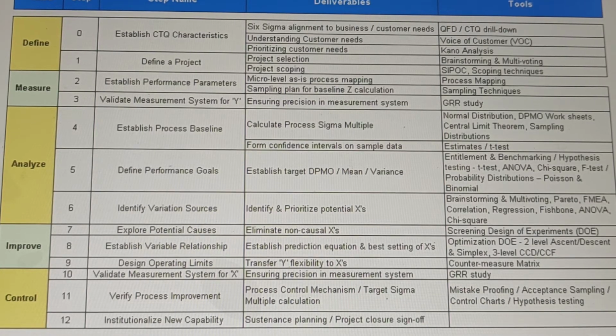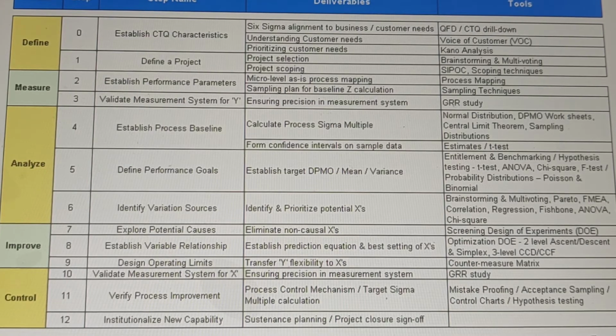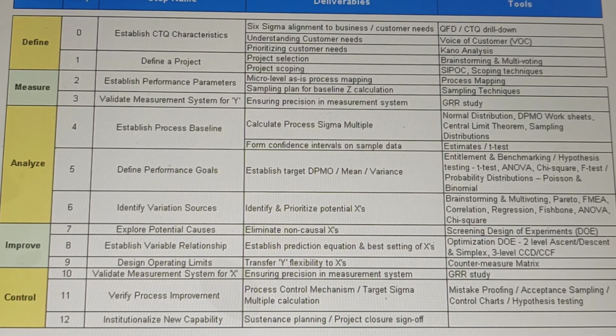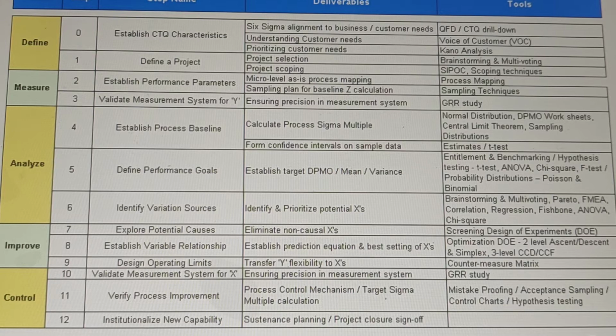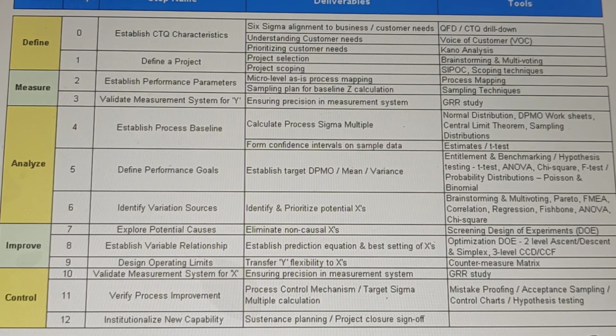Then there comes measure, establish performance parameters. So at the micro level, it is as-is process mapping. In that case, we need to have a process map. Like every plant we have a process map, where raw material is coming from, like a flow chart. You know, in computer science we studied about flow charts. So what are the start points, what are the intermediate points, what are the processes, what are the intermediate outputs, or what are the final outputs, then dispatch.